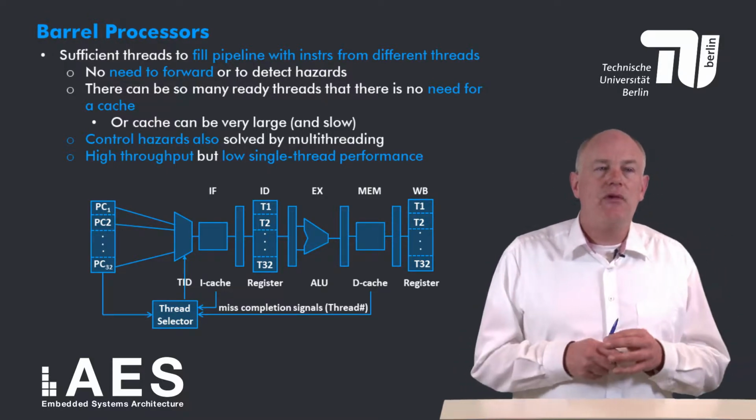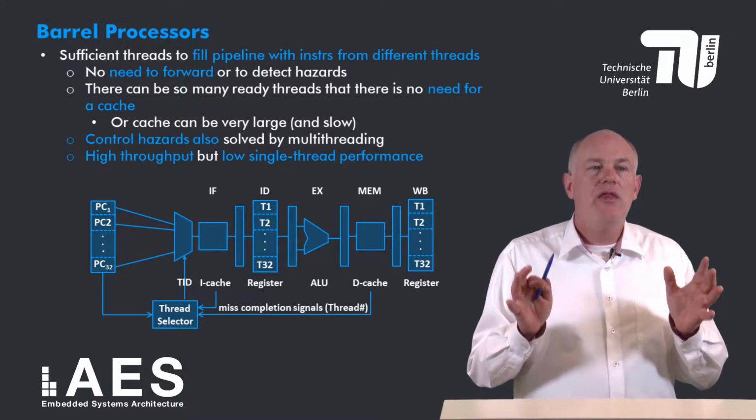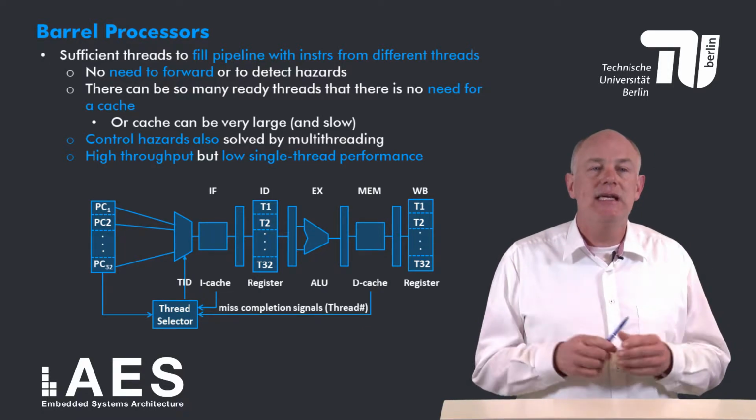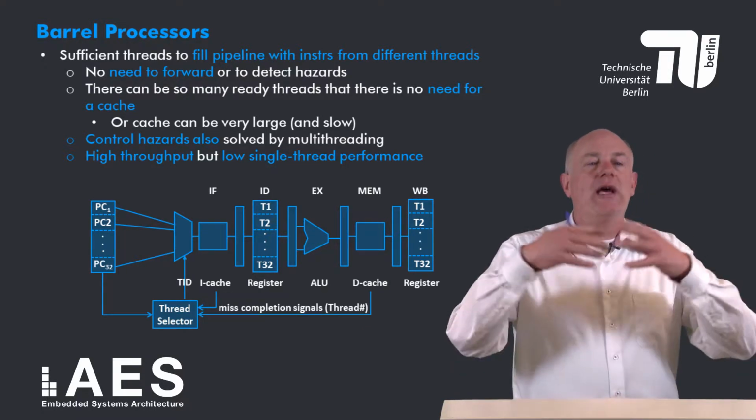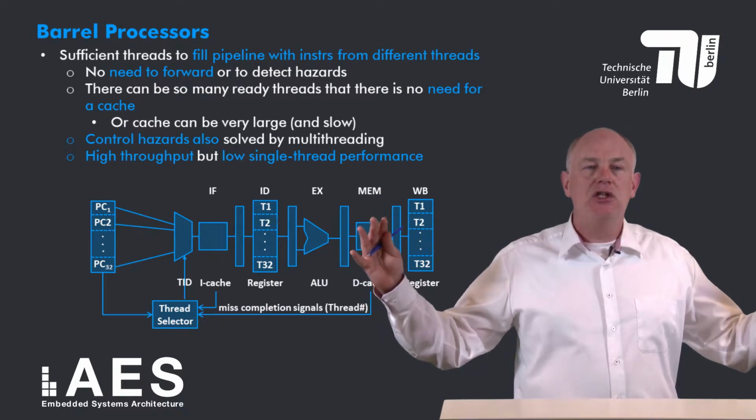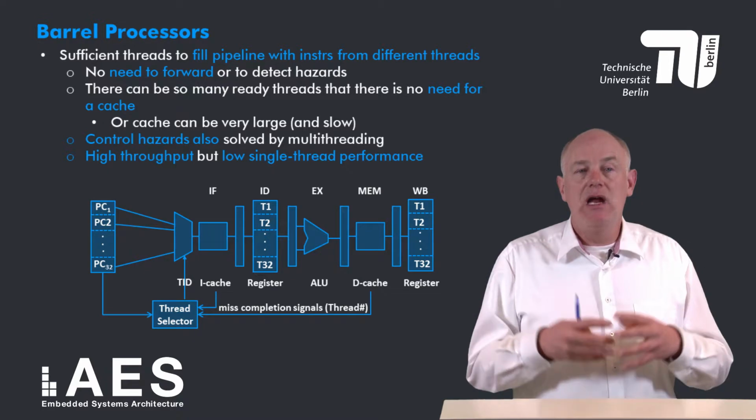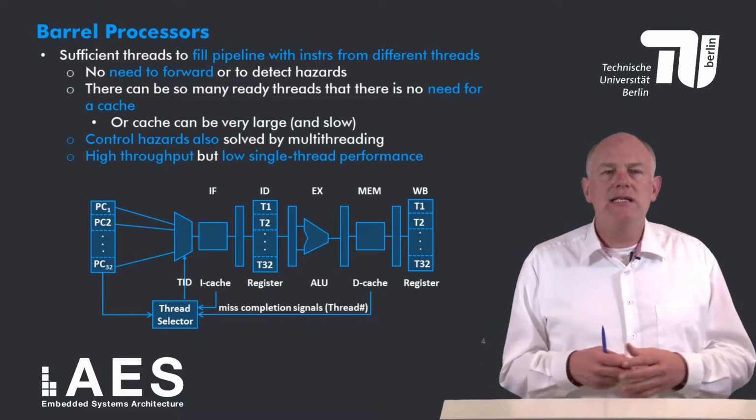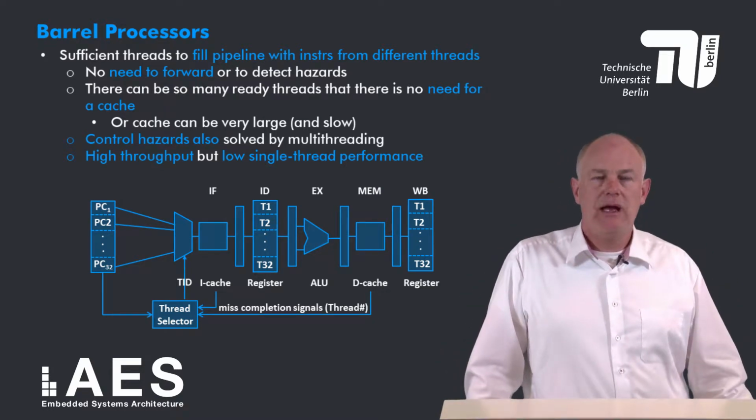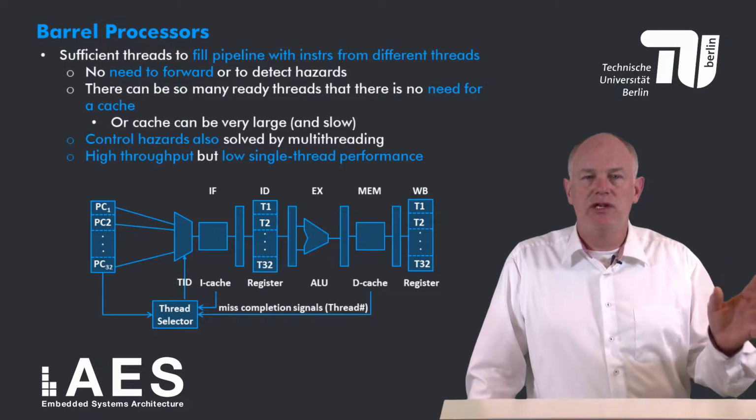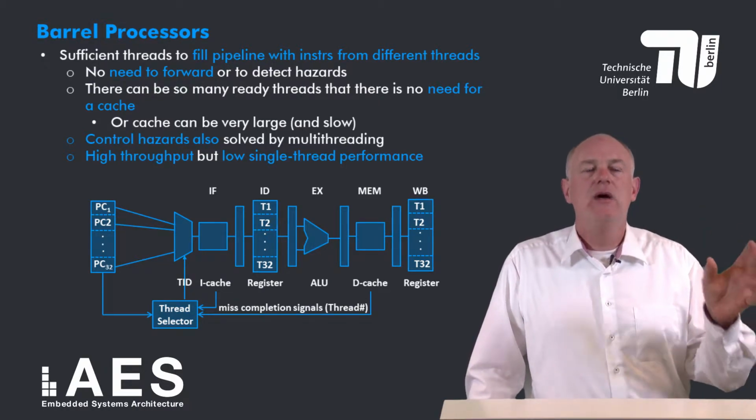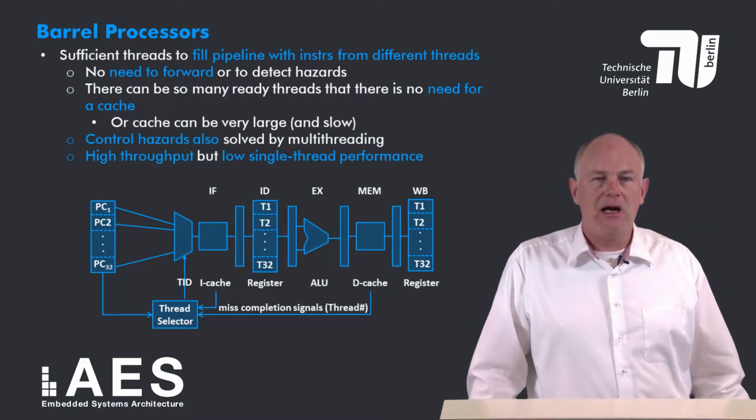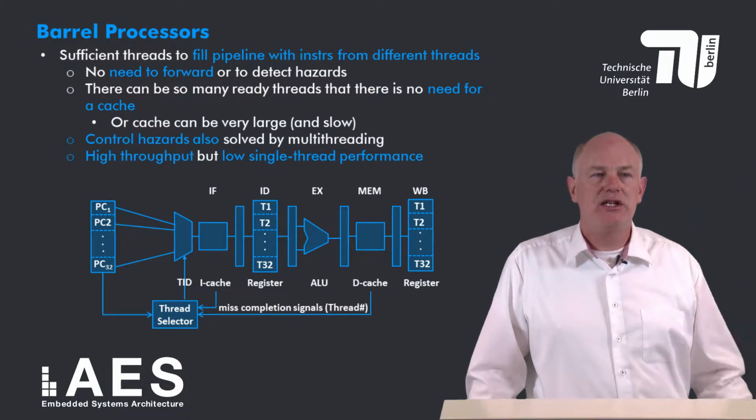Furthermore, the number of threads can be so large that there is even no need for a cache because the entire memory latency can be hidden. Or the cache can be extremely large, and large structures typically have a very long access time, and therefore the cache can be slow. Control hazards are also solved by multithreading. At the time the control hazard is resolved, when the branch has executed, we know the direction and we know the branch target, so the hardware can fetch the instruction at the branch target address.